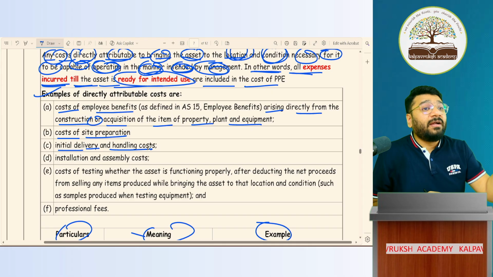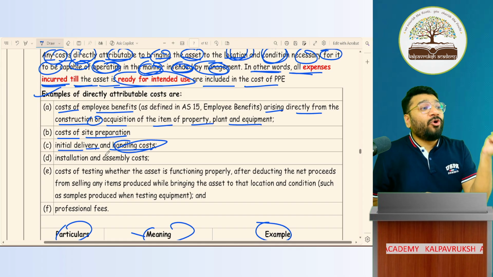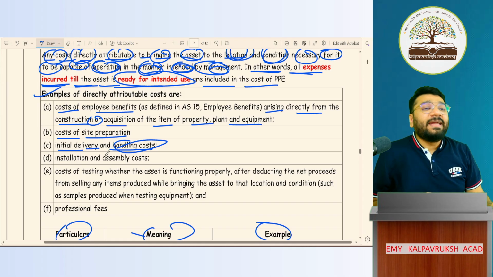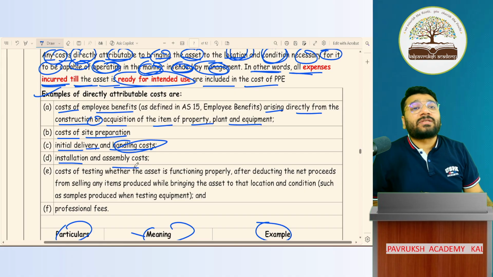Initial delivery and transportation charges. Handling cost. Insurance, loading, unloading. Everything is a part of initial delivery and handling cost. Installation and assembly cost. Installation charges, trial run charges, all will come here.